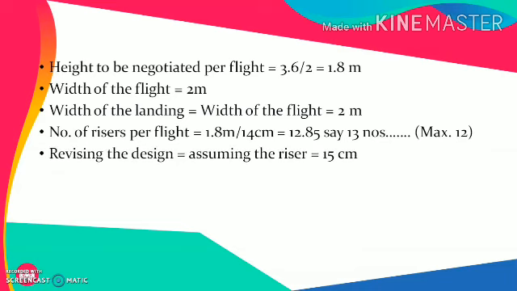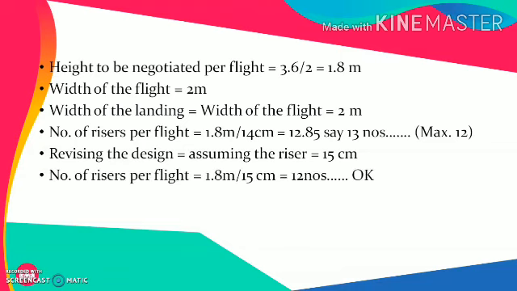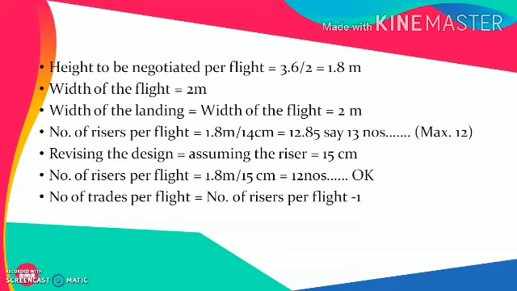We are revising the design and we are assuming the riser as 15 centimeter. This is a very important step. If we are unable to provide the design as per the requirement, we need to revise it as per the essential things to be followed. So we are now revising the design. We will re-assume the riser as 15 centimeter. So the number of risers per flight will be 1.8 meter upon 15 centimeter, and this comes to be 12 numbers. So it is now acceptable. The number of treads per flight equals the number of risers per flight minus 1, so it will be 11 numbers.